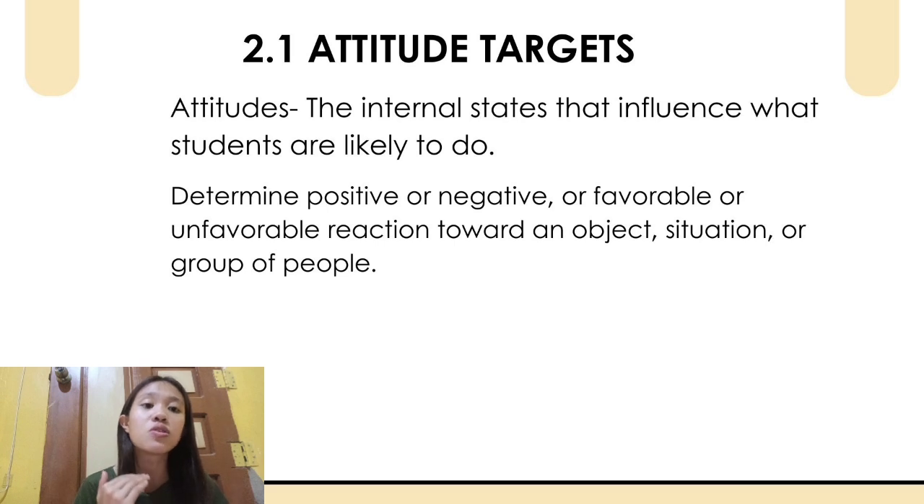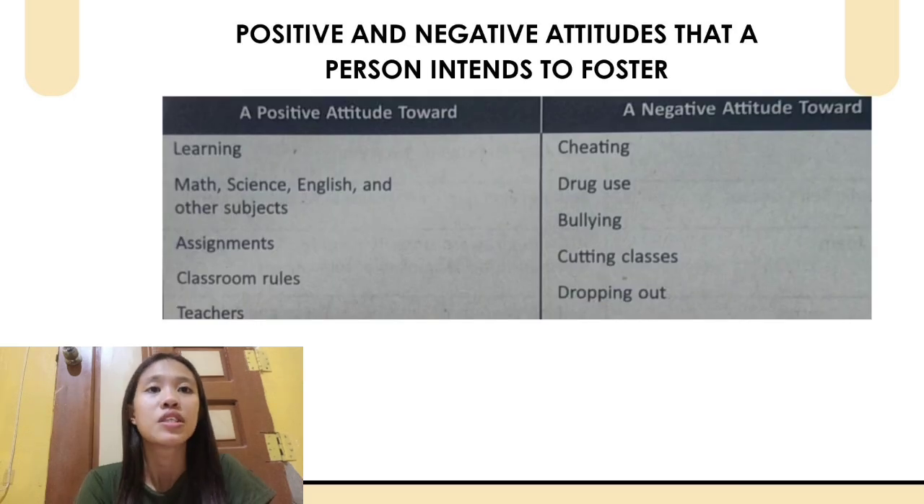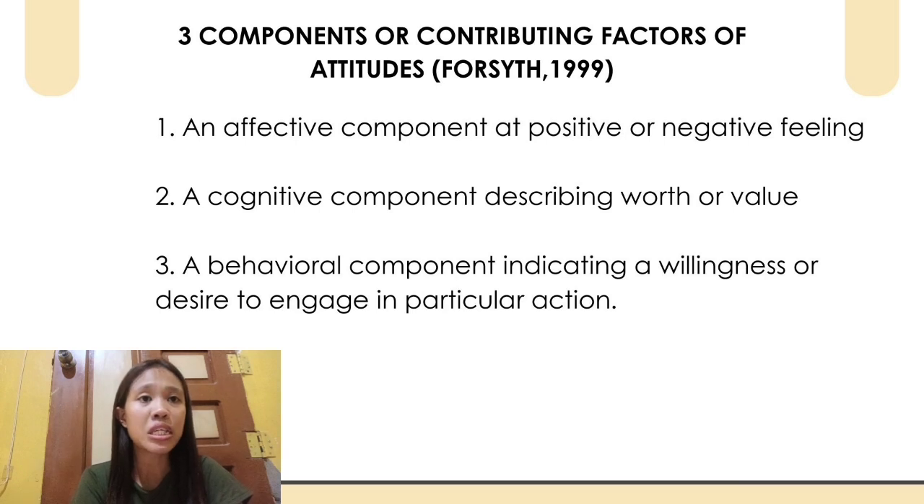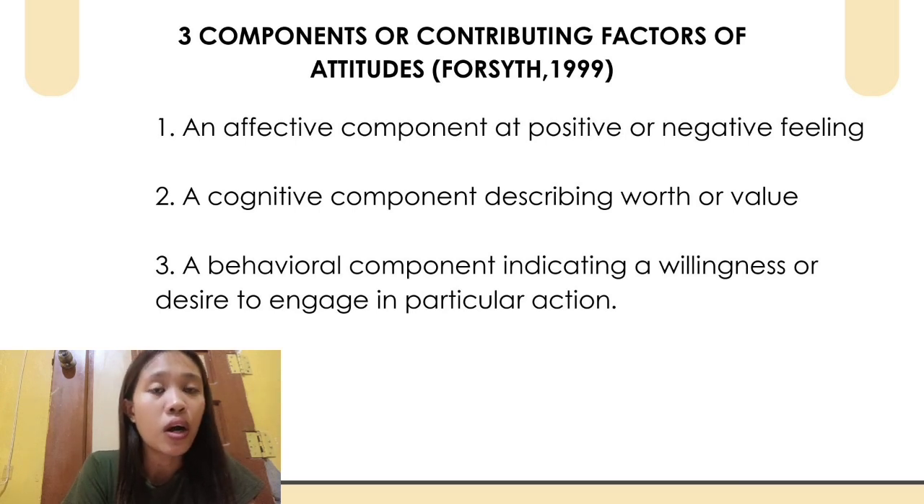In learning institutions, attitude is contingent on subjects, teachers, other students, homework, and other objects or persons. So we have here the positive and negative attitude that a person intends to foster. So we have three components of contributing factors of attitudes.